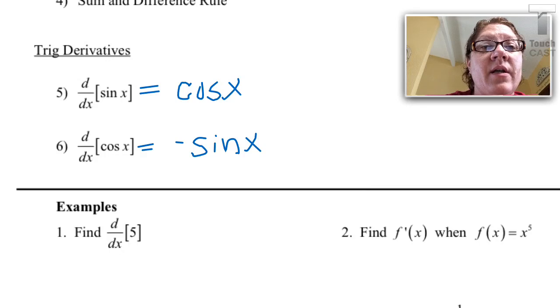So the first one, I'm taking the derivative of a constant. Remember what that was? I hear you shouting. Yay, you're right, it's 0.